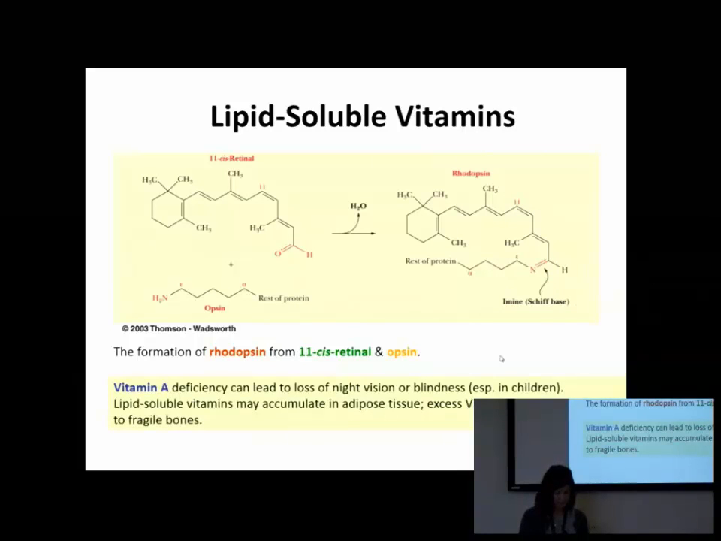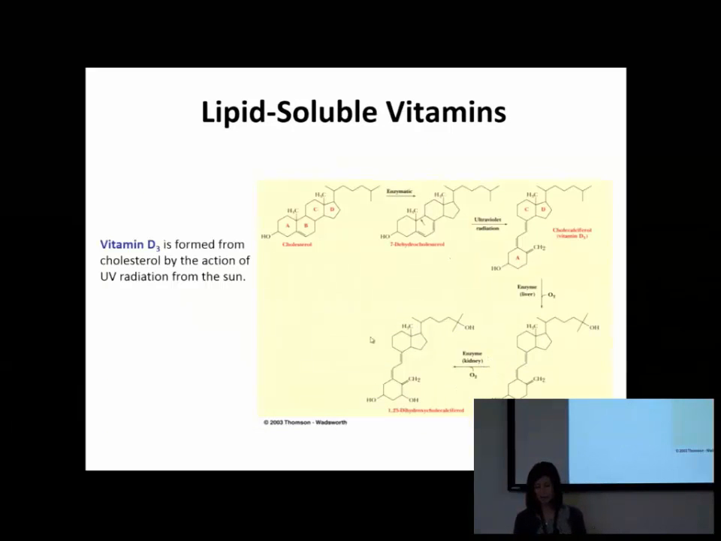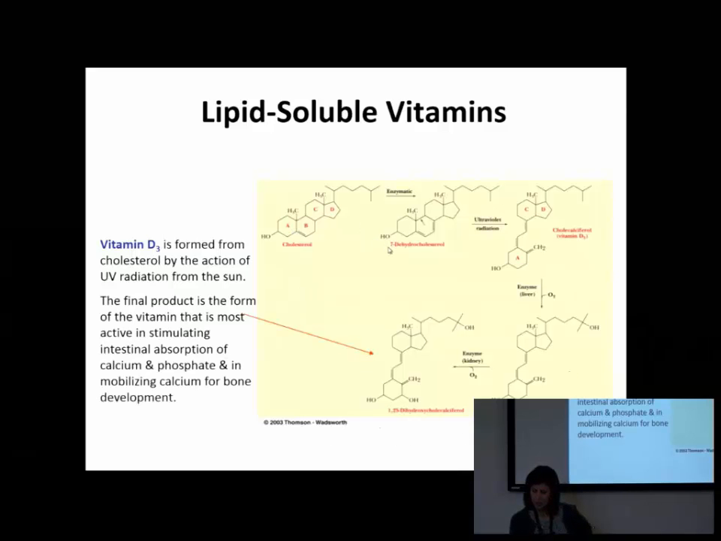Vitamin D comes from cholesterol. So what we have is cholesterol on our skin. And what we're going to do is use a photochemical reaction from the sun to convert cholesterol to vitamin D. So here we have our cholesterol. An enzyme is going to put another double bond here, and then we're going to chop. The UV chops this bond.